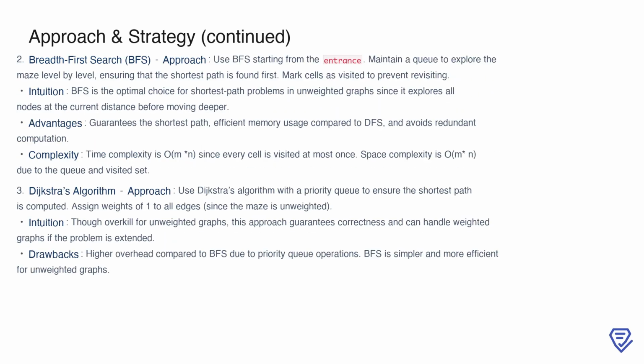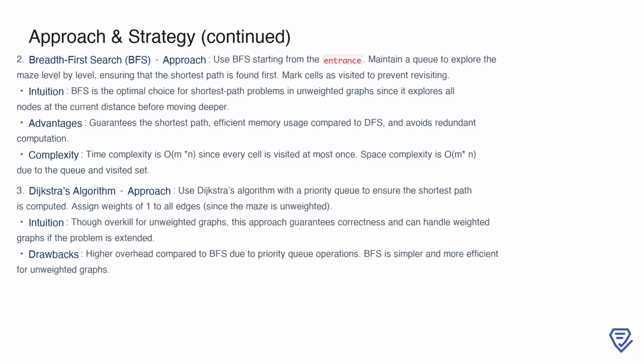An alternative and more effective approach is using breadth-first search, or BFS. With BFS, we start from the entrance and explore the maze level by level. This ensures that all cells at the current distance are processed before moving to the next level, making it ideal for finding the shortest path in an unweighted graph.